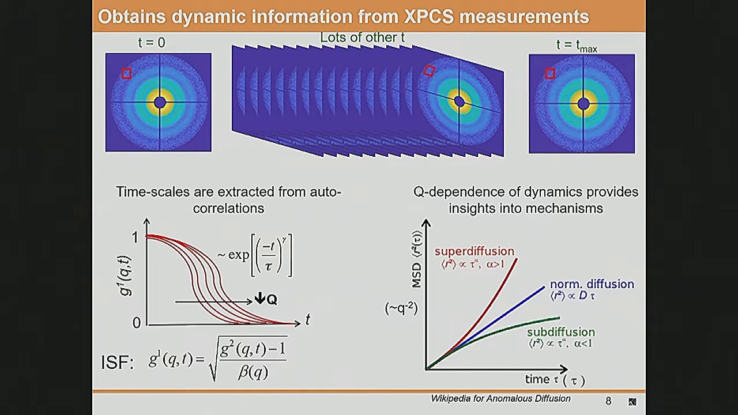So what's interesting about this is you now get the spatial information and the time information, which lets you look at the two as a function of each other and understand about the time scales associated with different length scales and the mechanism of diffusion.